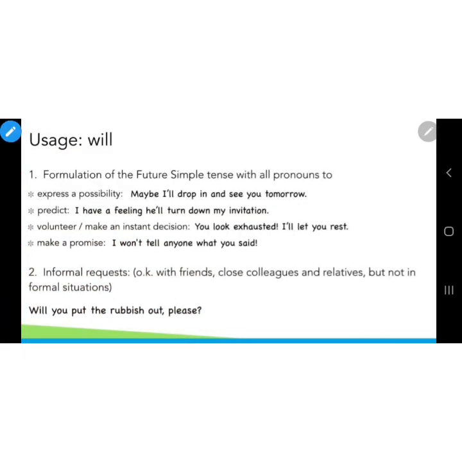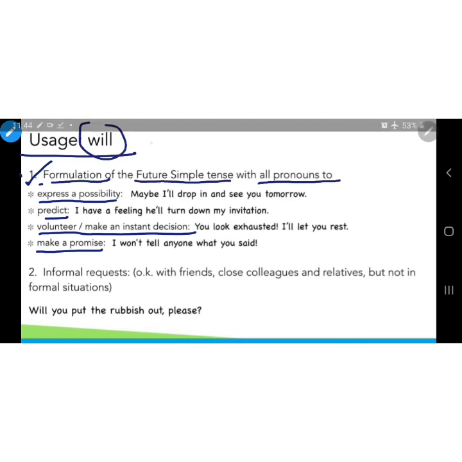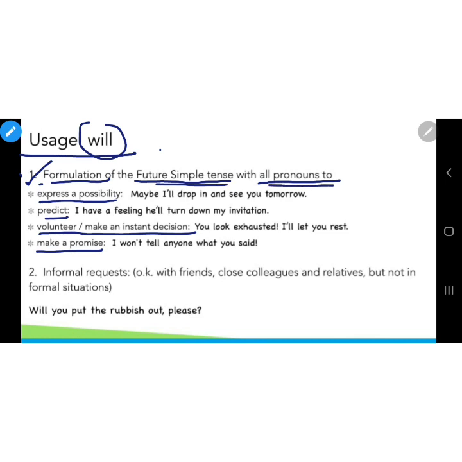All right, students. So now we will proceed to the next modal, usage of will. We all know that will is a modal that we use for forming future simple tense. So, formulation of the future simple tense with all pronouns to express a possibility, predict something, volunteer or make an instant decision, or make a promise. Like maybe I will drop in and see you tomorrow. So express a possibility.